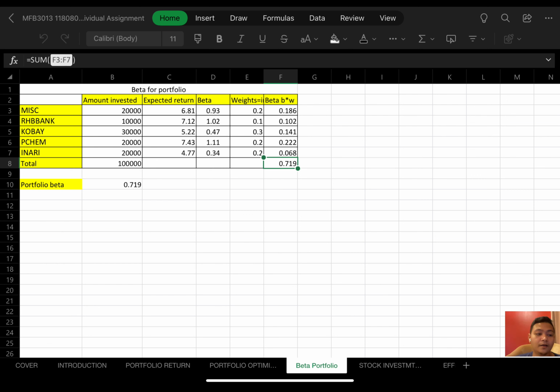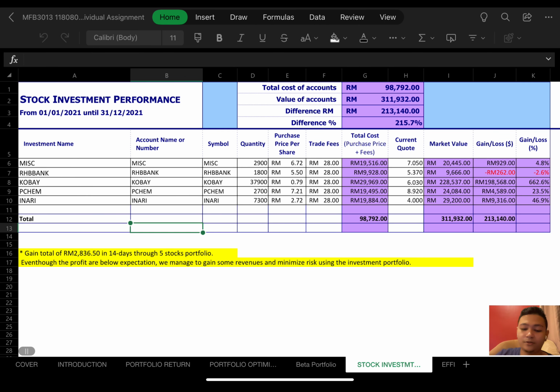So we get 0.719 for beta portfolio. Let's move to the next sheet, which is stock investment performance. The total cost for all these 5 stocks at the purchase price on 1st January is 98,792 ringgit. The current value is 311,932 ringgit. So we gain almost 215.7%. We got profit for 4 stocks, which are MISC, Kobe, PCAM, and Inari, but we lost on 1 stock, which is RHB Bank.